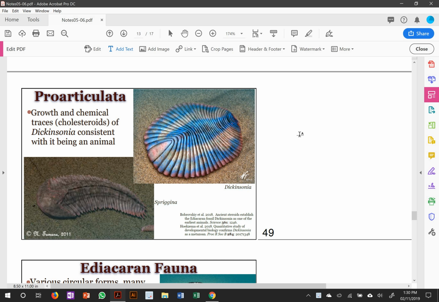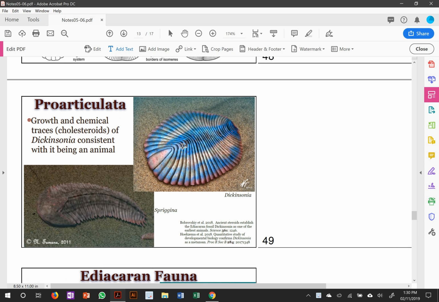actually animals. One is that, looking at a whole, at least for Dickinsonia, which is one of the more common species of proarticulates, the way they grow is more typical of animal types of growth rather than plant growth or algae growth. So the growth pattern is more consistent with it being an animal. And again, biochemistry associated with some of these fossils, particularly the presence of particular cholesteroids, which are indicative of animal tissues, also points to these guys as most likely being animals.